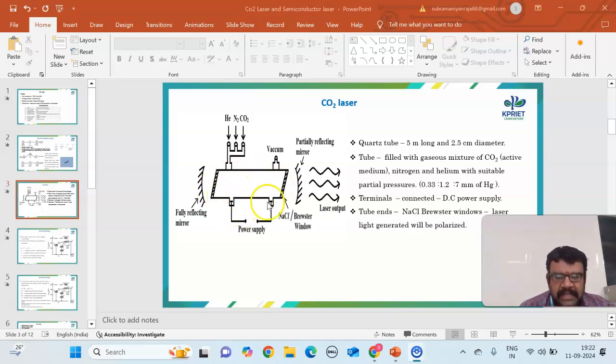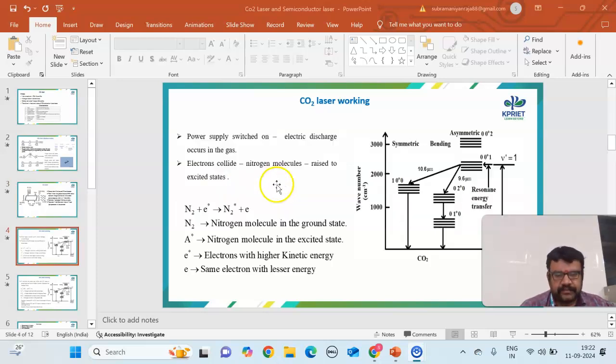Both terminals are connected to the DC power supply. The tube ends are fitted with NaCl Brewster windows. NaCl means sodium chloride. The laser light will be generated here, and it will be polarized and come out as the output. We have provisions here to fill helium, nitrogen, and carbon dioxide inside the discharge tube. This mirror is a fully reflecting mirror and this is a partially reflecting mirror. Both these mirrors constitute our optical resonator.